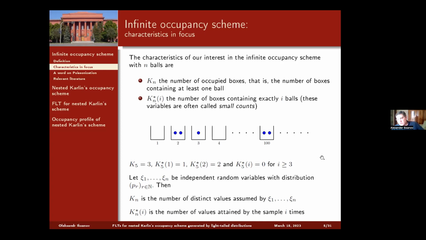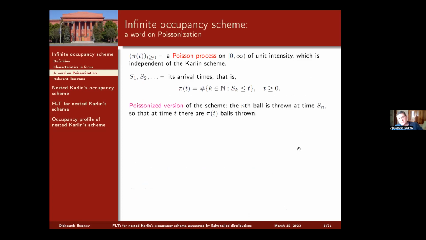And now I'm going to introduce an additional source of randomness into the Karlin scheme and discuss the corresponding result. To this end, denote by pi of t a Poisson process on the non-negative half-line of unit intensity, which is independent of the Karlin scheme. And let also S1, S2, and so on denote its arrival times, so that pi of t, as t varies, is a counting process for the sequence S_k.